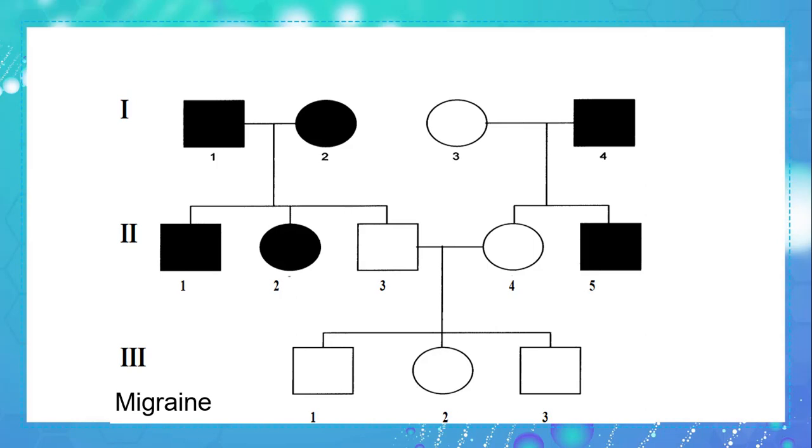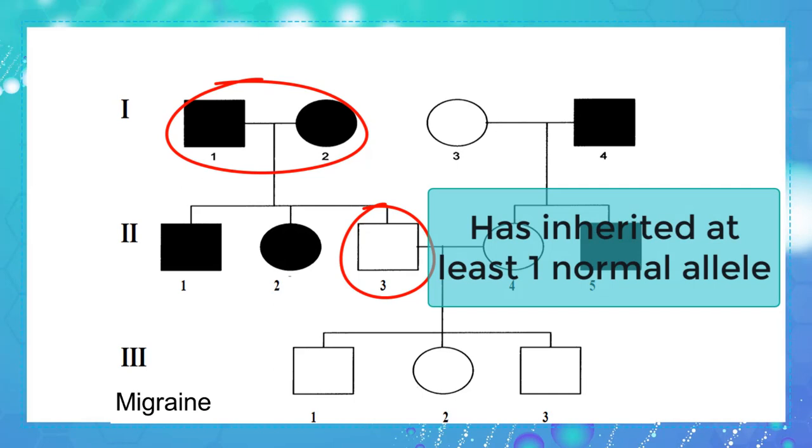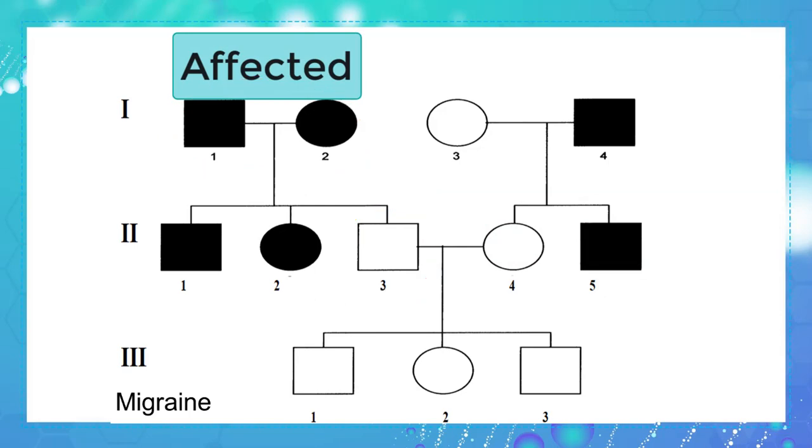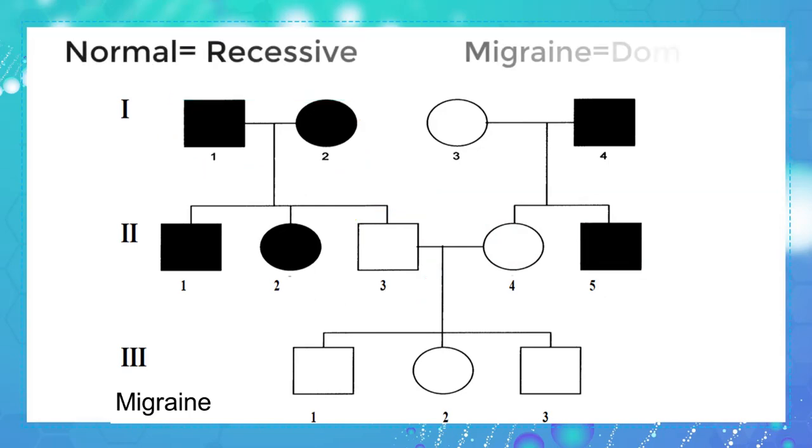If you observe the pedigree carefully, you can see that this affected couple give birth to a healthy male, 3. This time, this male has at least inherited one normal allele from one parent, but both parents are affected with migraine, which suggests that the normal allele is masked by the dominant allele for migraine.